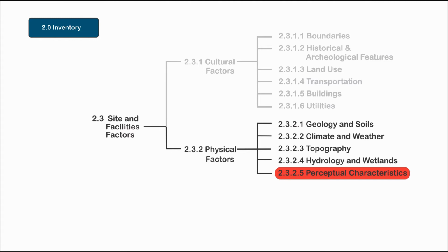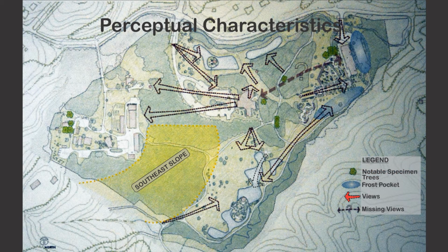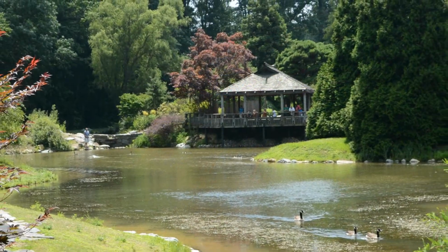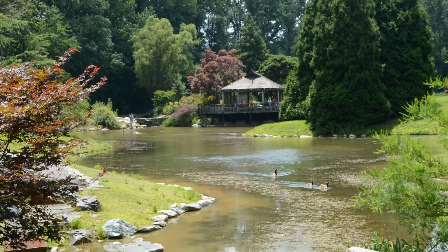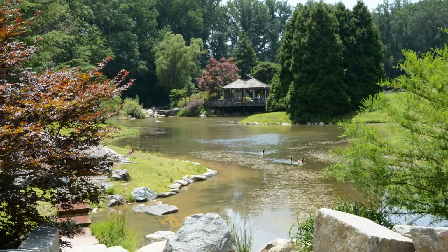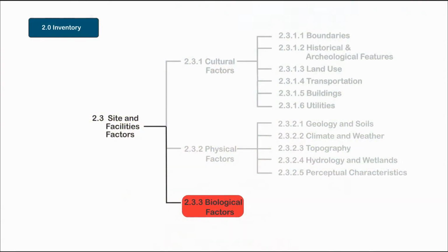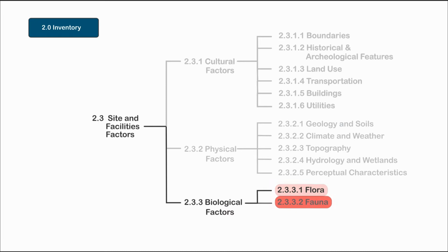Perceptual characteristics focus on views and other notable visual items. The Brookside Master Plan identified scenic views, notable specimen trees, and frost pockets. Views can be identified and enhanced, such as in the view toward the Japanese-style tea house, taken from the reflection terrace. Biological factors include the flora and fauna, identifying endangered species also.